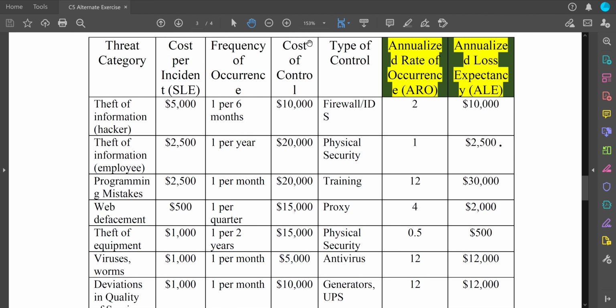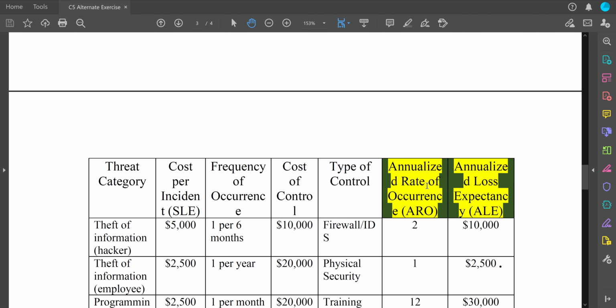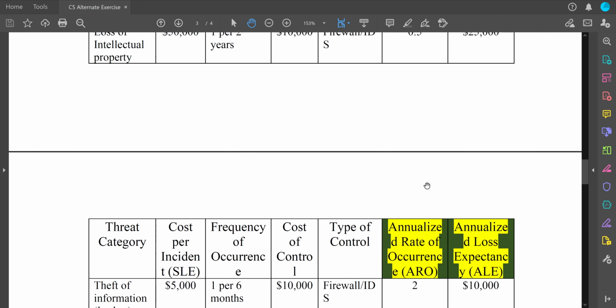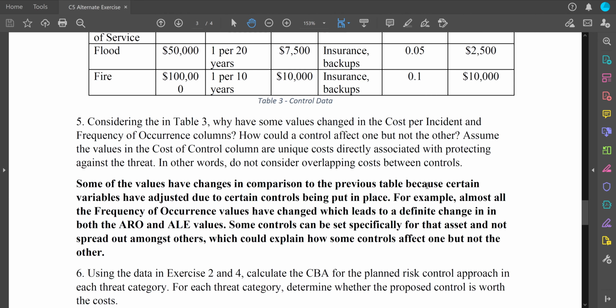So keep in mind these numbers here for the cost of control. They'll be important, but they're not important now in calculating the ARO and ALE for this specific question for number 4. But now when we move to question 5, considering table 3, why have some values changed in the cost per incident and frequency of occurrence columns? How could a control affect one but not the other? Assume the values in the cost of control column are unique costs directly associated with protecting against the threat. In other words, do not consider overlapping costs between controls.